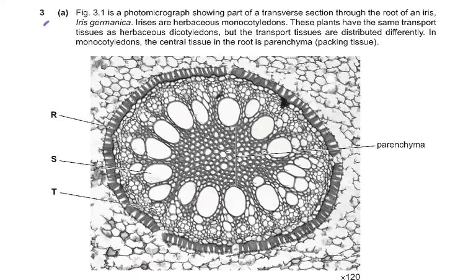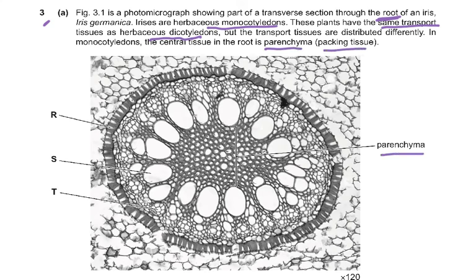Question number 3, figure 3.1 is a photomicrograph showing part of a transverse section of the root of an iris, Iris germanica. Irises are herbaceous monocots. These plants have the same transport tissues as herbaceous dicots, but the transport tissues are distributed differently in monocots. The central tissue in the root is parenchyma, which is the packing tissue. Now they've labeled that for you.